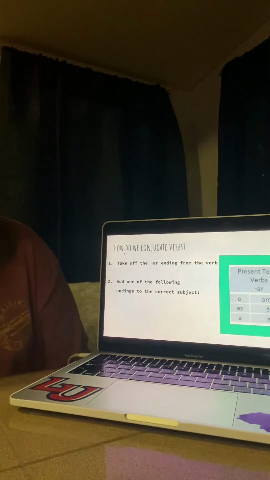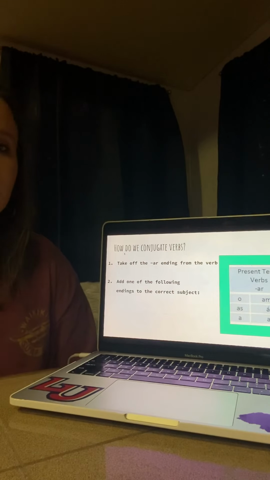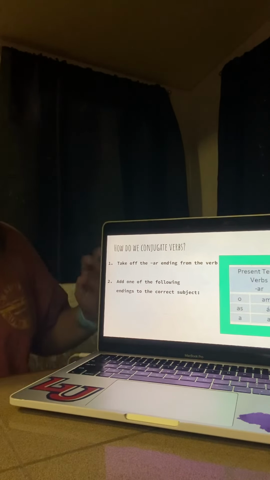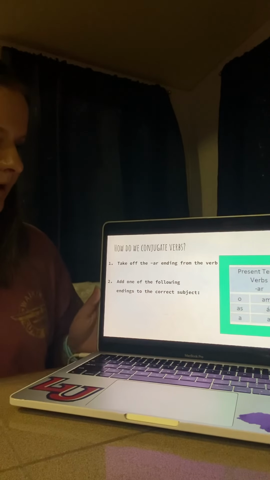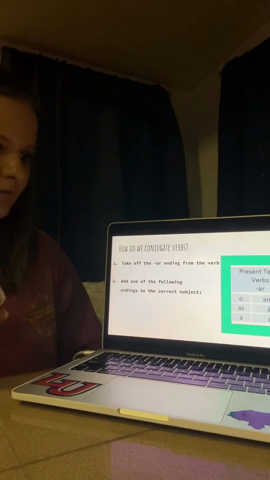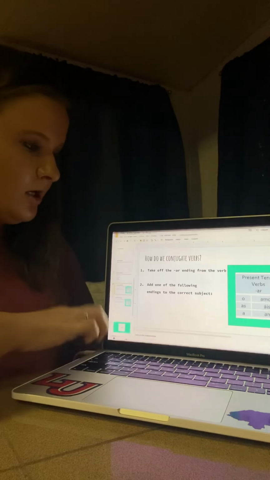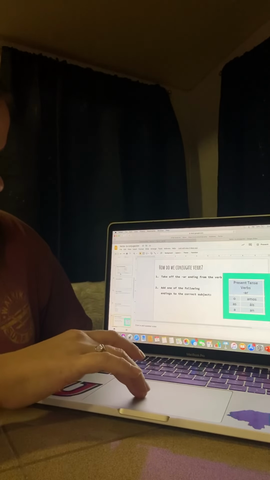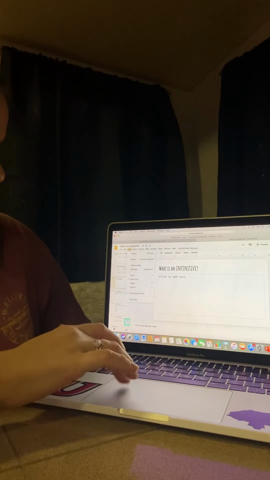So how do we conjugate verbs? Conjugating a verb takes basically two easy steps. You will take off the AR ending of the verb, and then you will add on one of the following correct endings. So first off, we need to talk about those endings.